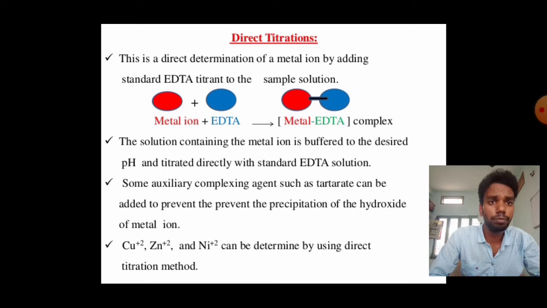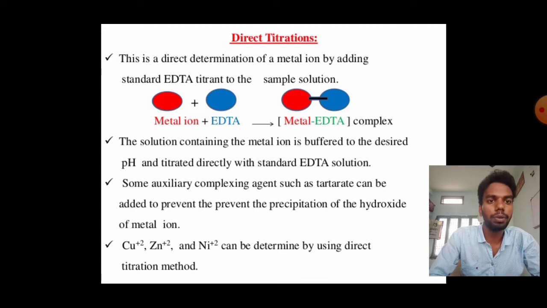The solution containing the metal ion is buffered to the desired pH. Don't forget to add buffer, because you have to maintain the basic pH, pH 10. That's where you add the ammonium hydroxide, ammonium chloride buffer. That must be added during titration.